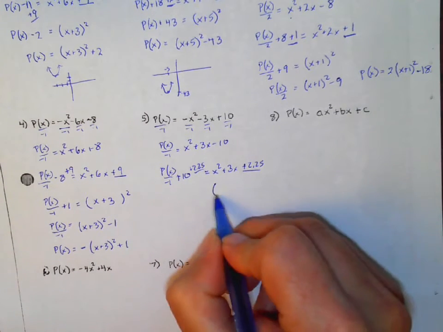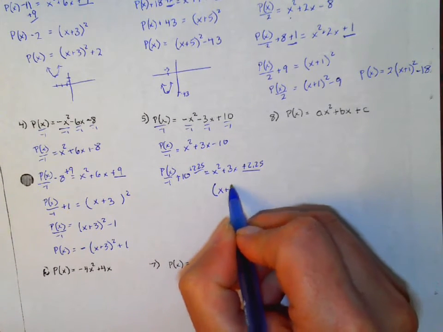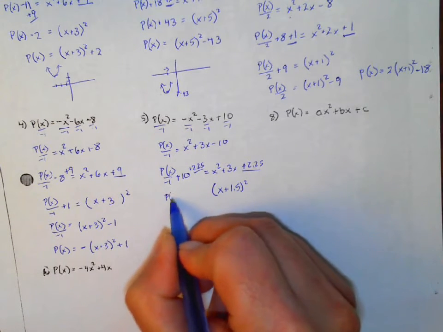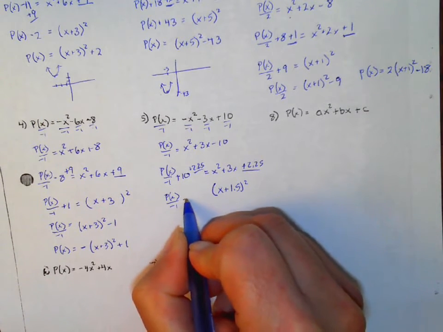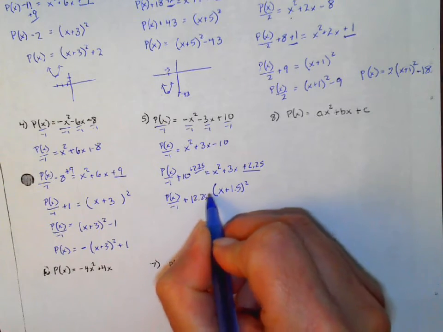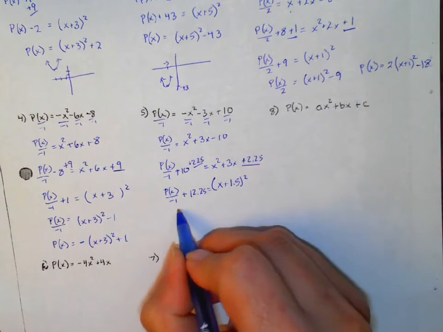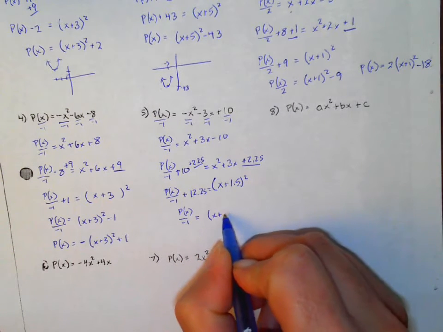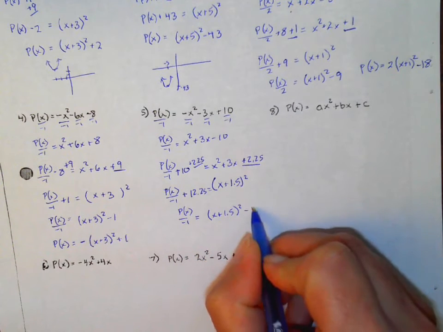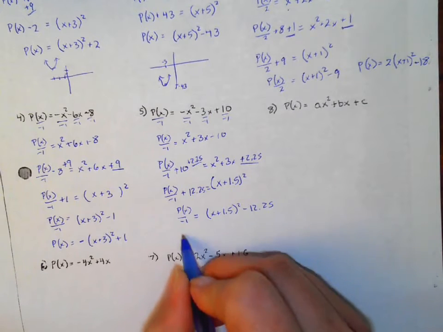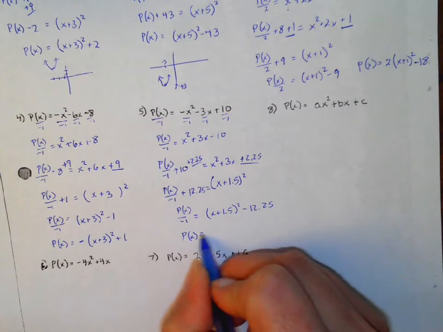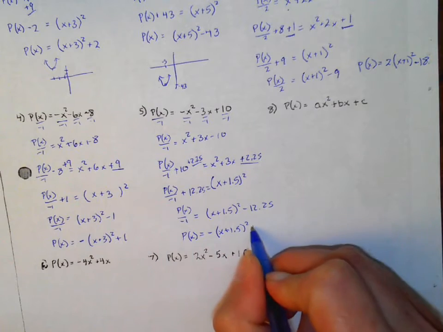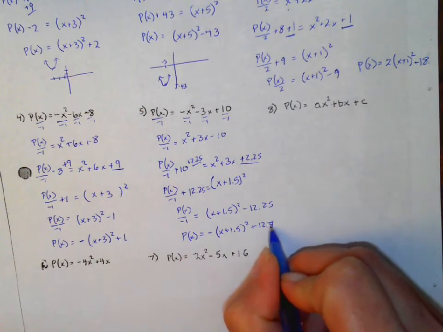Okay, so this factor down would be x plus 1.5 squared. And over here, p of x divided by negative 1 plus 12.25. I'm going to take that over. And divide by the negative 1, or multiply by negative 1. Okay.